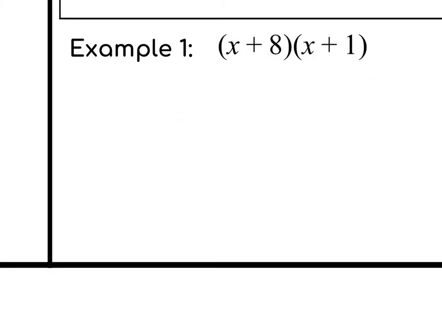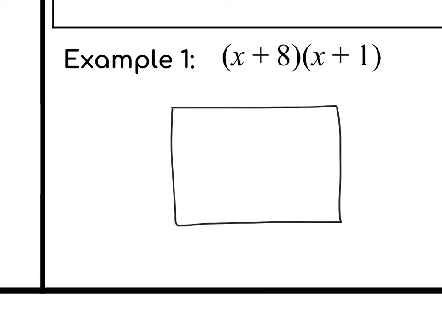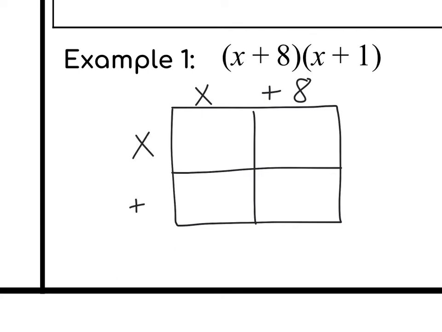The difference with today is that you've got 2 binomials, which means that you're going to have a little bit bigger of a box. So because it's 2 binomials, I have to have a 2 by 2 square. And on the top, I'll put x plus 8. I'm just breaking up my 2 things. And on the side, I'll do x plus 1. And then just like Punnett squares in biology, you multiply each box.